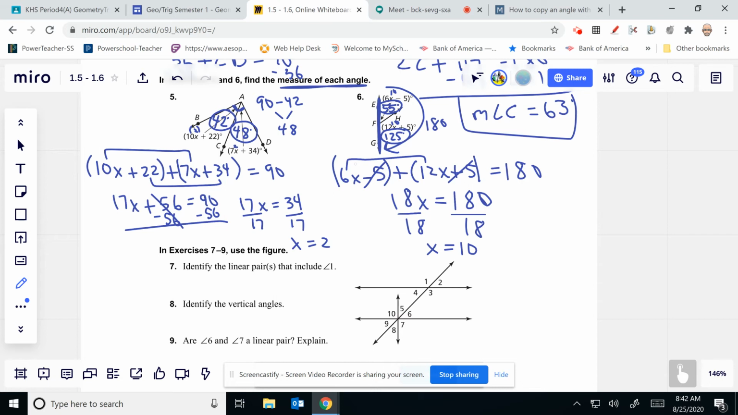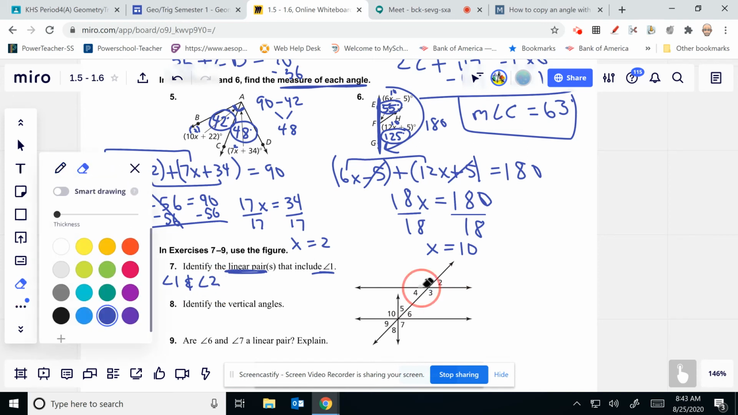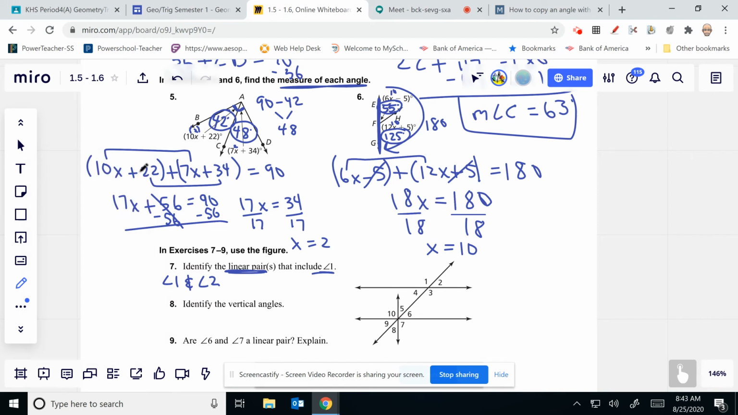The last 3 are simply, I'm looking for pairs. Identify linear pairs that have angle 1 in it. So 1 and 2 is a linear pair because 1 and 2 together make a line. So angle 1 and angle 2 would have a 1 in it, and it would be a linear pair. There is one more that has a 1 in it, and that would be 1 matching up with 4. 1 and 4 together would also make this diagonal line. So angle 1 and angle 4 would be your second linear pair that has a 1 in it.